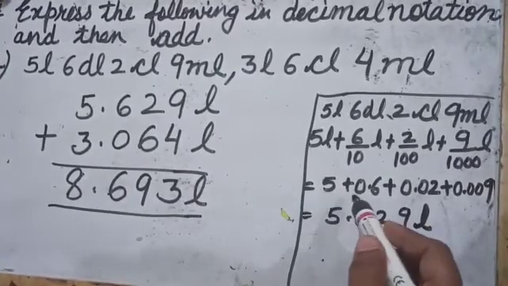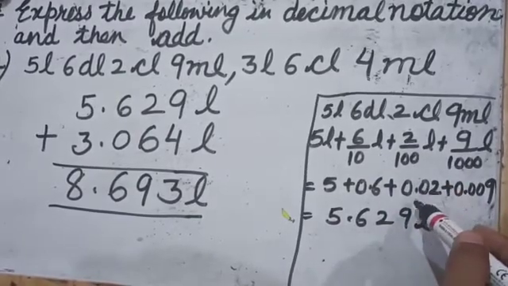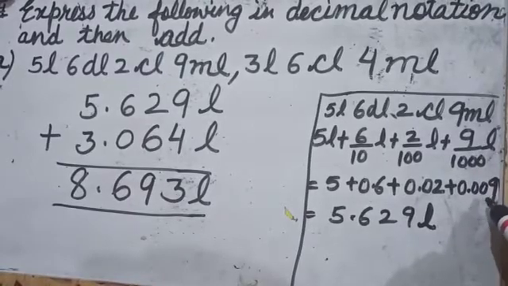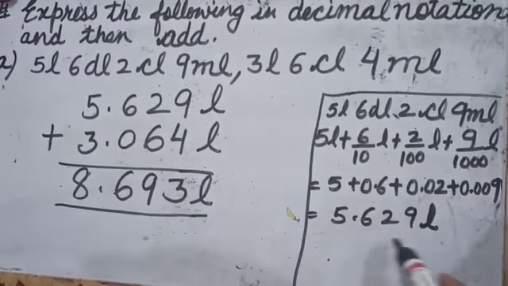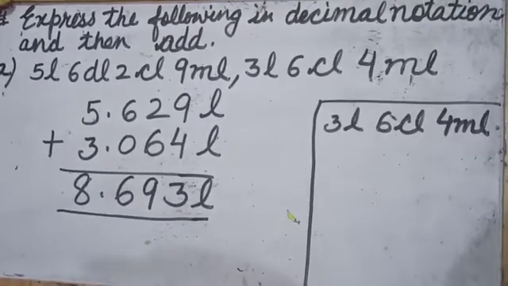So 5 plus 6 by 10 will be 0.6, plus 2 by 100 it will be 0.02, plus 9 by 1000 it will be 0.009. So when you add up, it will be 5.629 liters.